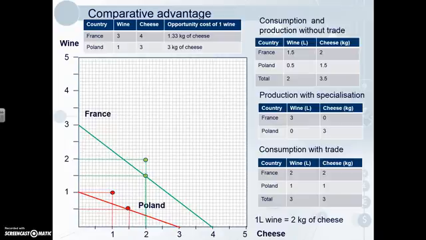The visual aspect of this is powerful. Both countries are operating, or consuming, outside their own PPCs. They're using the different skills and resources of their neighbours to make themselves better off, consuming more than they could have without trade.